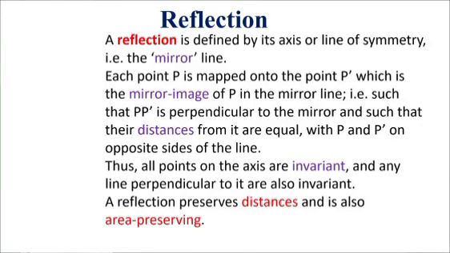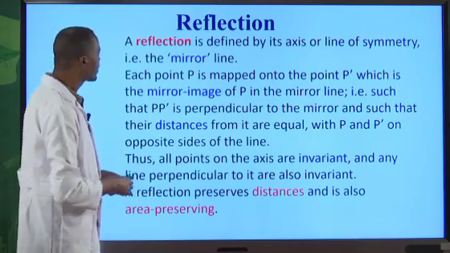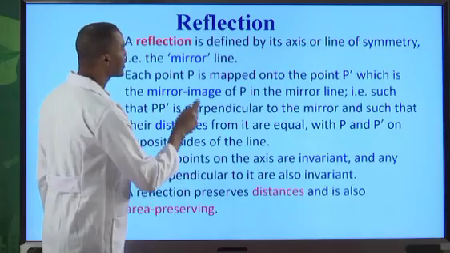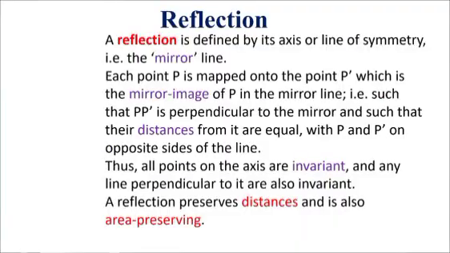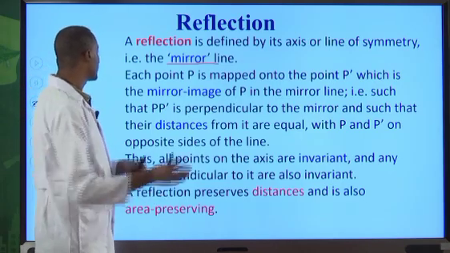One of the symmetry operations is reflection. Reflection is another type, which is defined by its axis or line of symmetry, that is a mirror line. And that mirror line makes a reflection of our original point to another point.